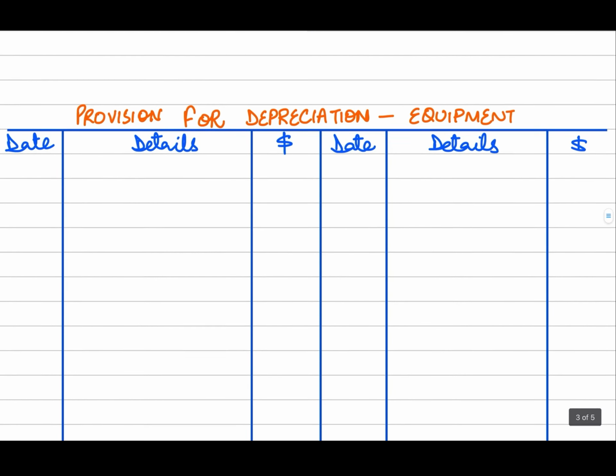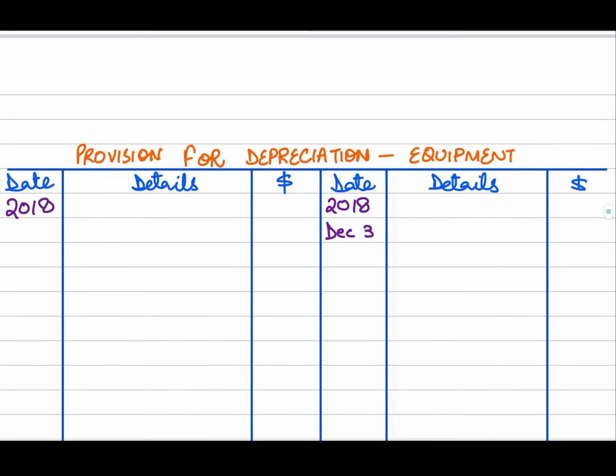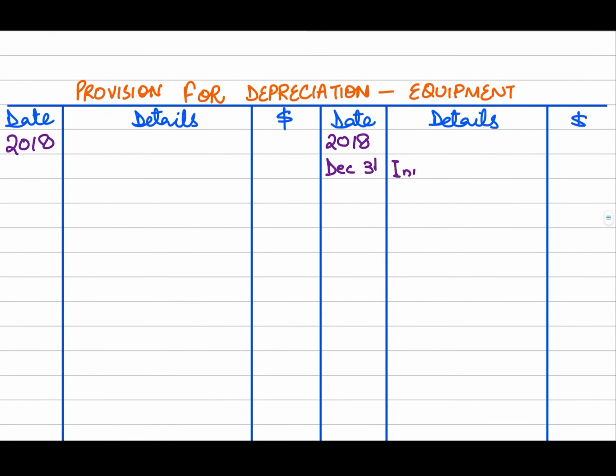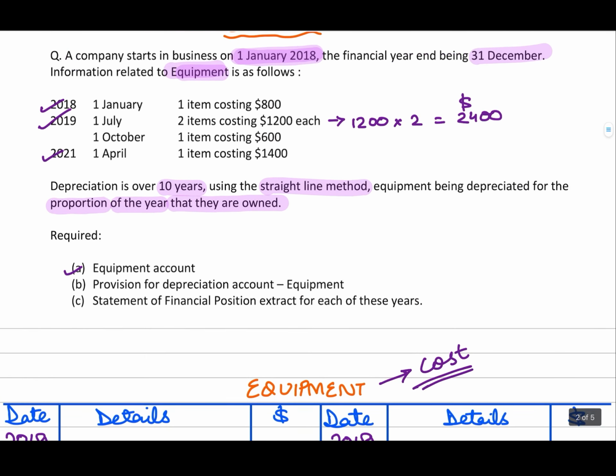Now, let us move to part B, and that is provision for depreciation of equipment. Okay, so first year is year 2018, again no balance brought down is given. So, what will be the two entries recorded for this year, that is 2018? First entry will be the income statement, that is the current year depreciation charged on the equipment, and we will be calculating that, and lastly the balance carried down, that is the accumulated depreciation. So, in year 2018, first of all the policy is straight line method and 10 years useful life, in proportion to the year that they are owned.